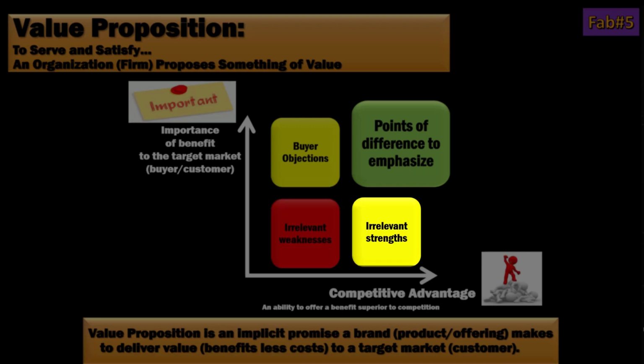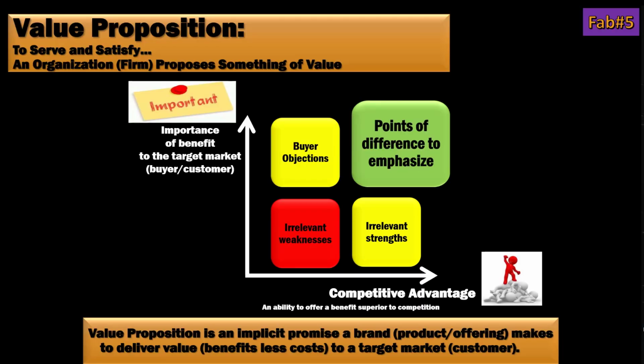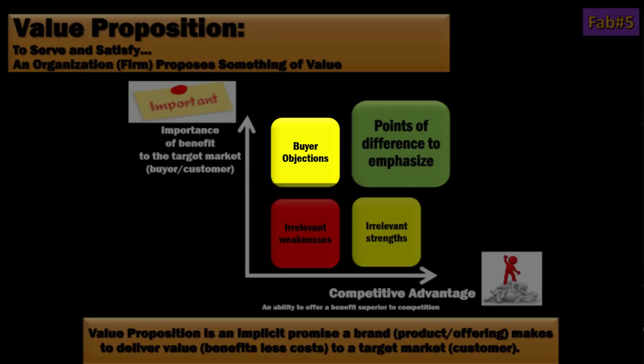I can have these irrelevant strengths. There can be something that I'm really, really good at as a company, or that my product or brand is really, really good at, but customers don't really value that. So if the customers don't value that, then that's an irrelevant strength. On the selling side, buyers' objections often happen in selling, because one of the real advantages of selling is that you have two-way communications with your buyer. So you have a chance to address these objections.